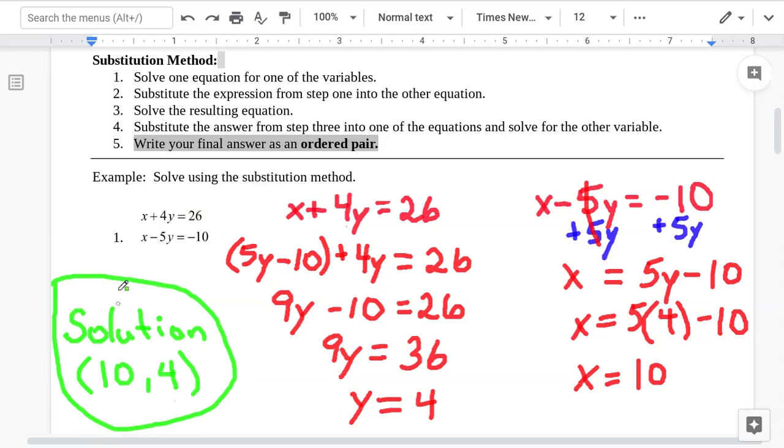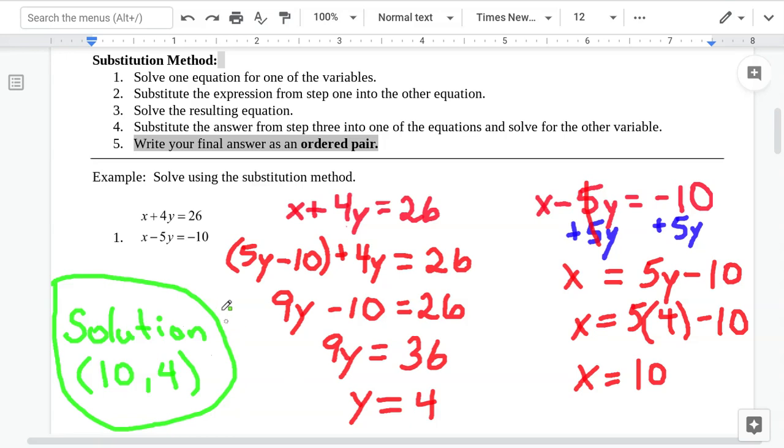If we were to replace x with 10 and y with 4, here we'd get that this is equal to 26. And if we did the same thing down here, replace x with 10 and y with 4, we're going to get an end result of negative 10, which is what a solution should do. It should satisfy both equations that were given, because the solution is a point on both of the lines.